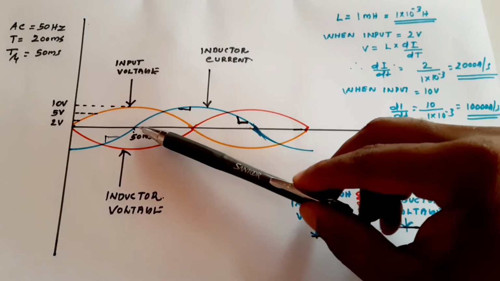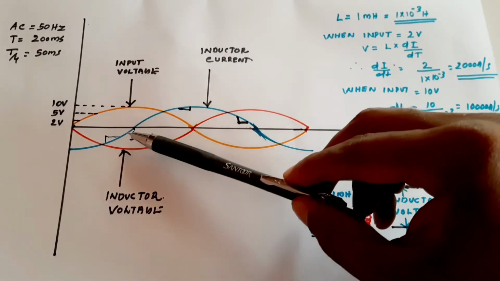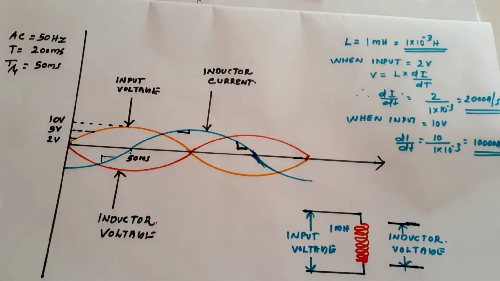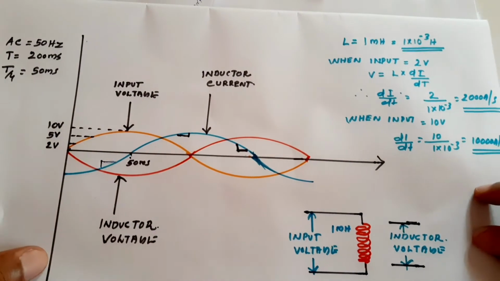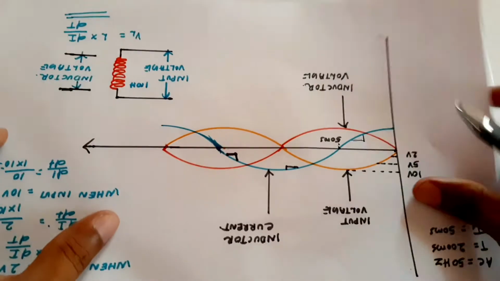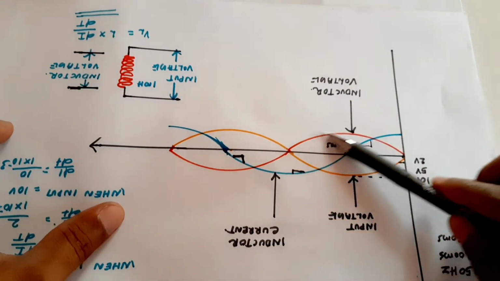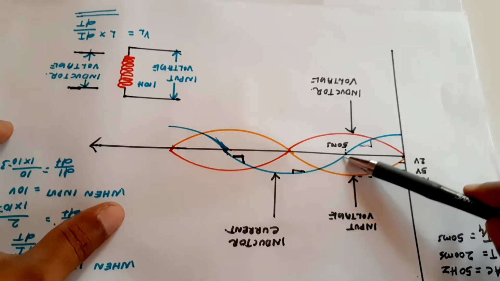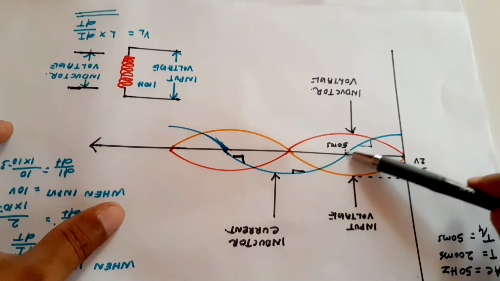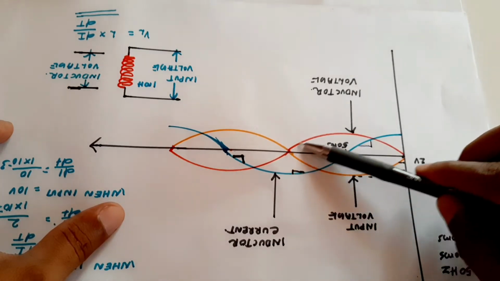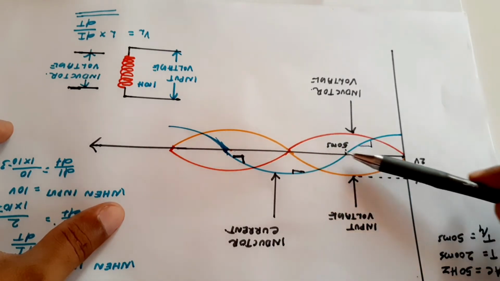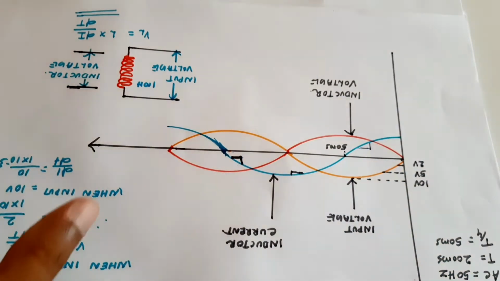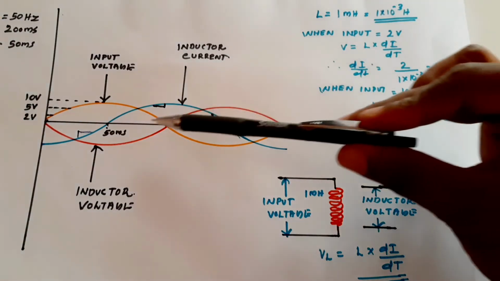Now we will look at why the inductor current is lagging behind the inductor voltage. Now this is the inductor voltage and this is the current. The inductor voltage is happening first and the inductor current is following. The voltage starts from 0 and goes to maximum. After 50 milliseconds only, the inductor current starts in the same direction. How will the current waveform look?